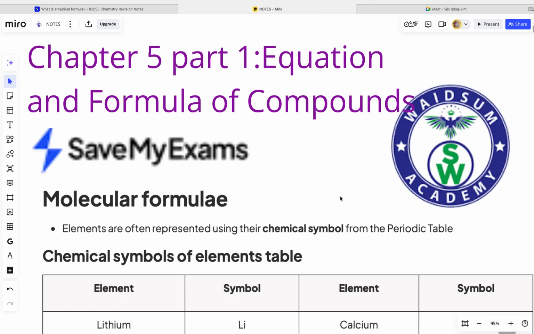Molecular formula and empirical formula. The second part will be looking at the relative atomic mass, relative molecular mass, and also the formulas of compounds generally. So we wrap up with this chapter.